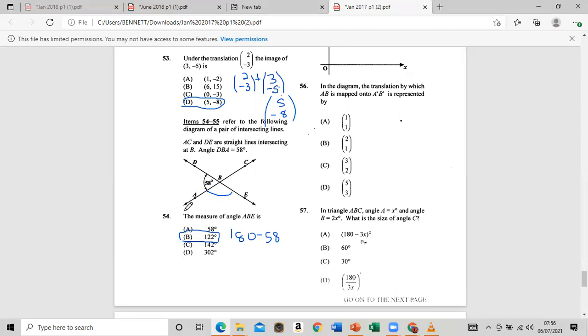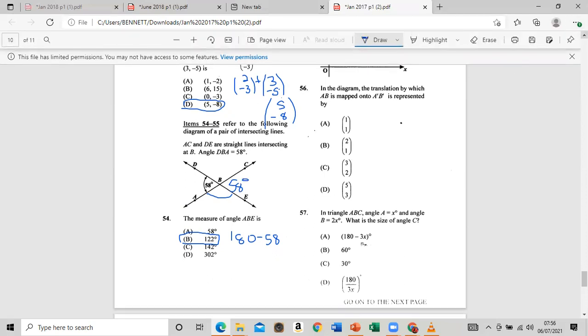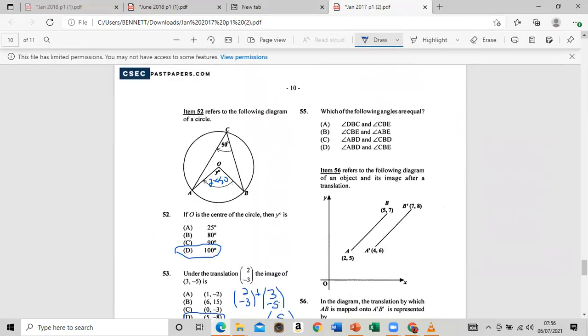Let me see the last one. ABD is equal to CBE. So it's this one. This is equal to 50 degrees. Vertically opposite angles are equal. All right, so this one would be D. Guys, you have to be very careful with these. You don't want to give away marks.